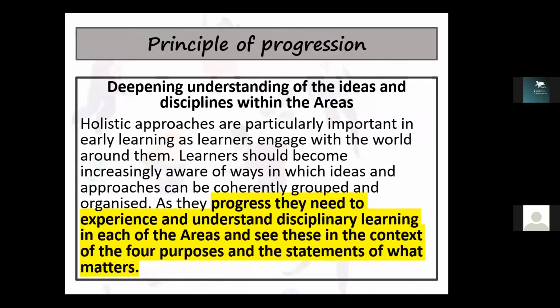We look at the principle of progression here, deepening understanding of the ideas and disciplines within this area. We can see here that this learning here is primarily from biology. So we look at what I've highlighted there in yellow. As they progress, they need to experience and understand disciplinary learning. This is what we've got here. In each of the areas of learning, to see the context of the four purposes and the statements of what matters.